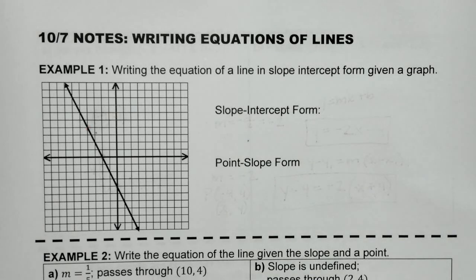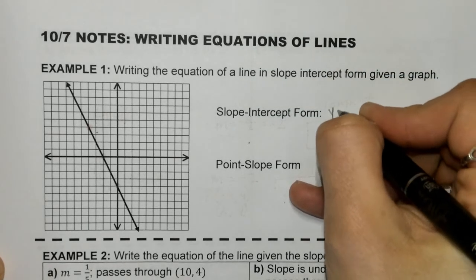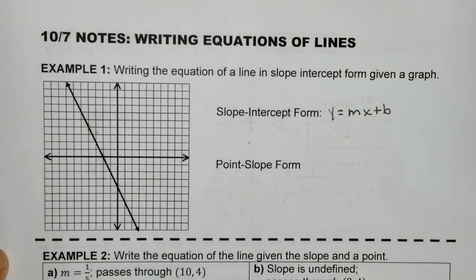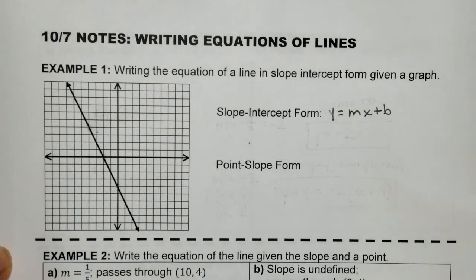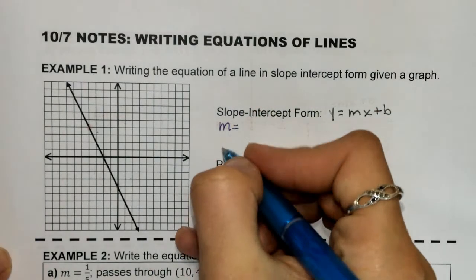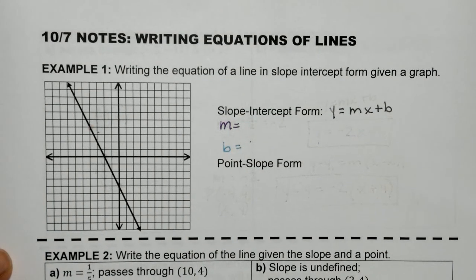All right, so now we're going to move on to writing equations of lines. We're going to take this graph for example 1 and write it in our slope-intercept form and our point-slope form. First, let's remember that our slope-intercept form is y equals mx plus b. So we're going to need to find m, our slope, and b, our y-intercept. The first thing we need to find is that y-intercept.